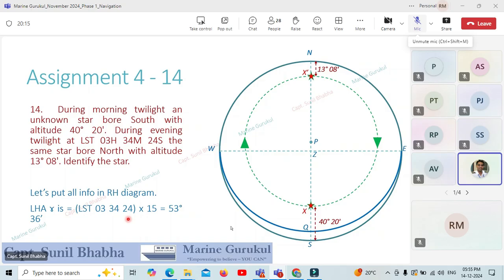Sir, that day when we did star identification, we discussed that we divided by 15 degrees 2.5 minutes, correct? Now we are doing by 15. What is the difference, sir?